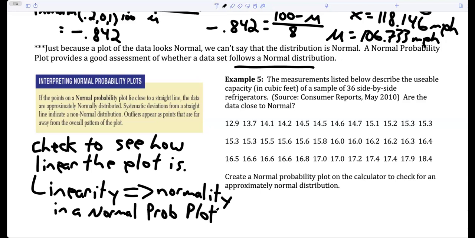And so this might be a multiple choice question, for example, on the AP exam, and they give you a normal probability plot and they ask you, does the plot justify normality or not? And you're checking to see how linear the plot is. So here's what I want you to do. We are looking at capacity of refrigerators. And so I need you to get this data into the spreadsheet. So do that for me, please.